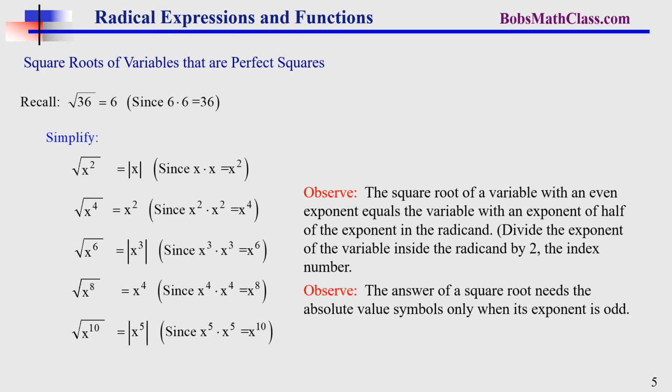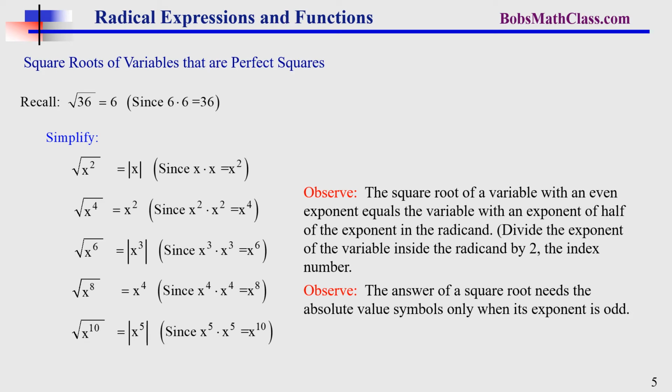So let's read these observations. The square root of a variable with an even exponent equals the variable with an exponent of half of the exponent in the radicand. So looking at all these problems, they were all even, right? 2, 4, 6, 8, and 10. The answer was an exponent that was half of that, or dividing it by 2.